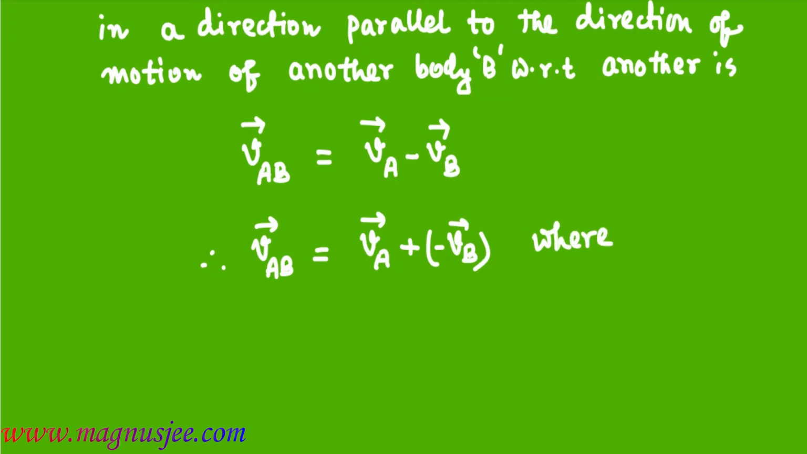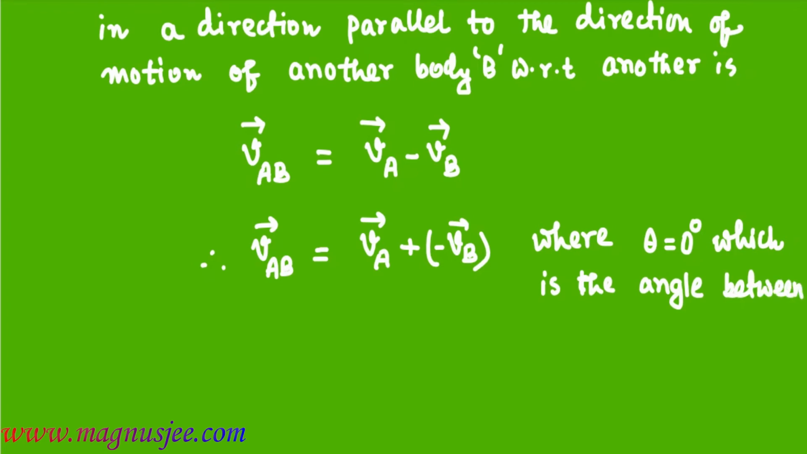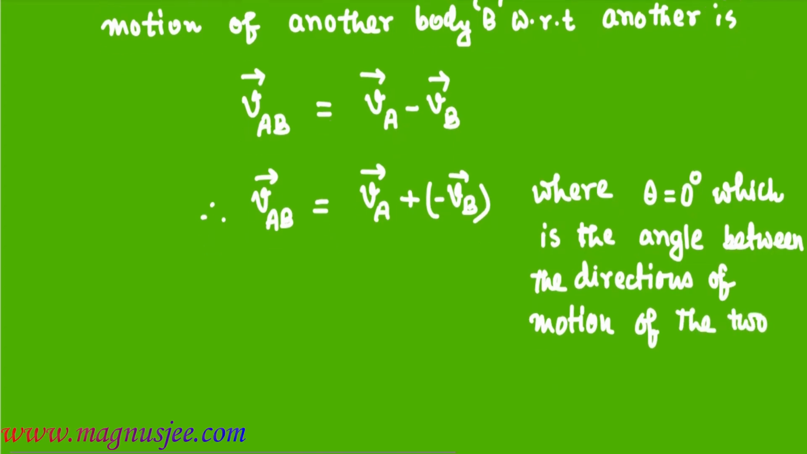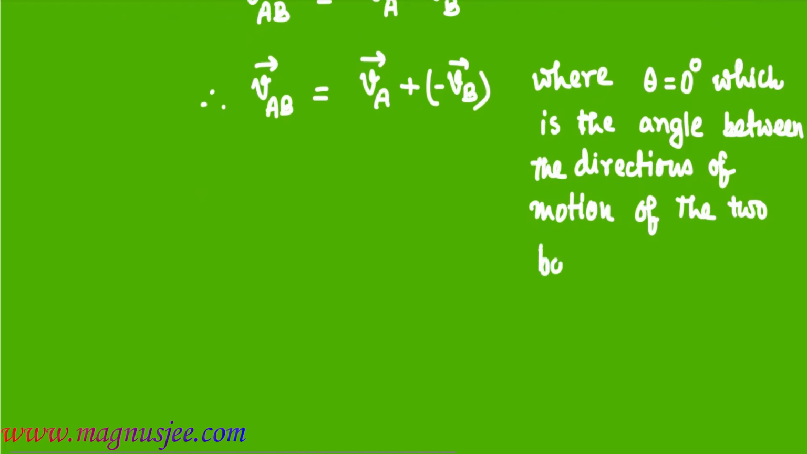That means to find relative velocity we have to add vector VA with minus vector VB, where theta equal to 0, which is the angle between the direction of motion of the two bodies, which is the angle between the two vectors, vector VA and vector VB. Theta equals 0 degrees, which is the angle between the directions of motion of the two bodies.